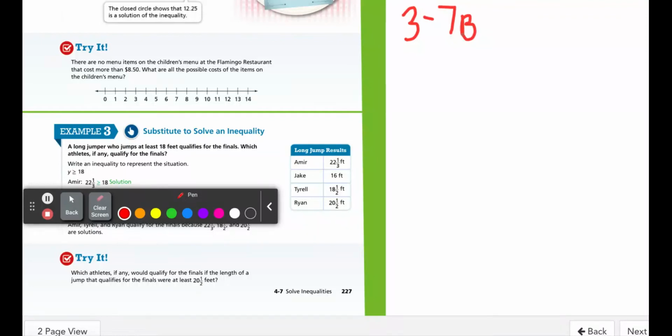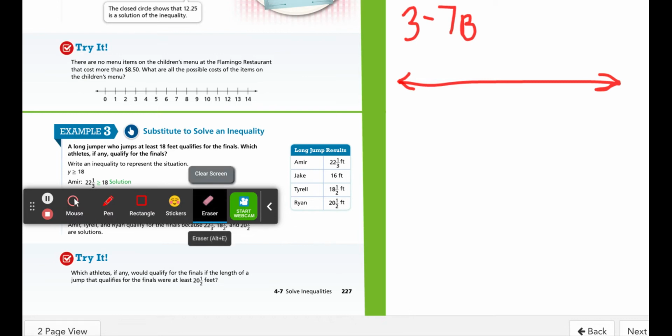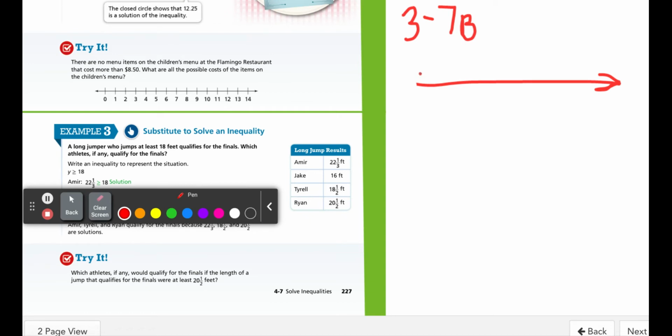So if I think of a number line here, and we're doing a long jump, so we are starting at 0. Long jumping is part of track and field. So you start at 0. And then a person would have to jump all the way to 18 to make the finals. So it says a long jumper who jumps at least 18 feet qualifies for the finals.